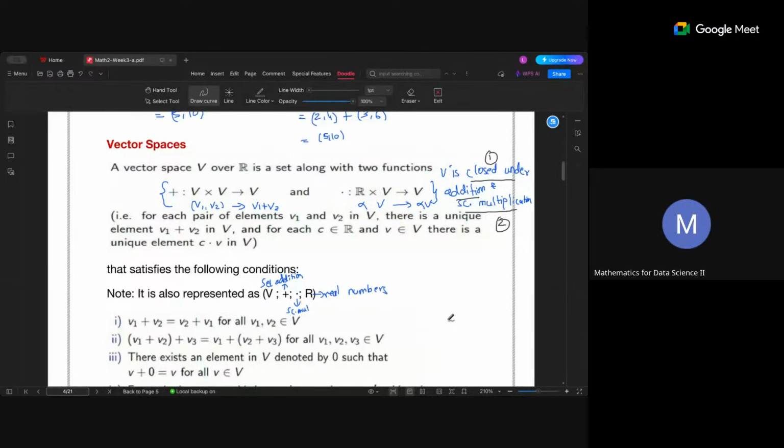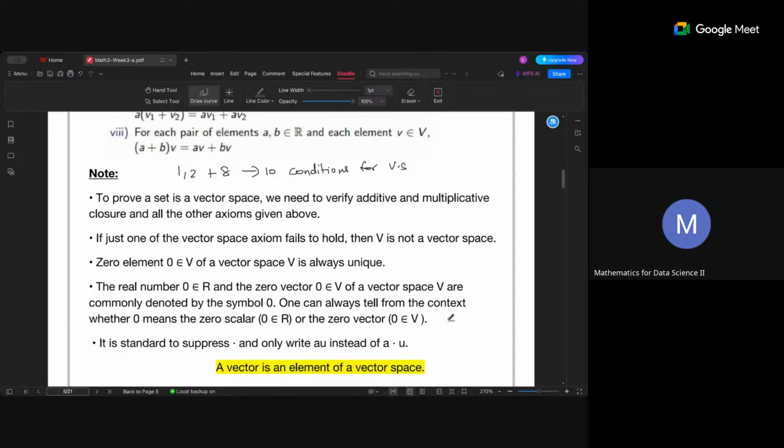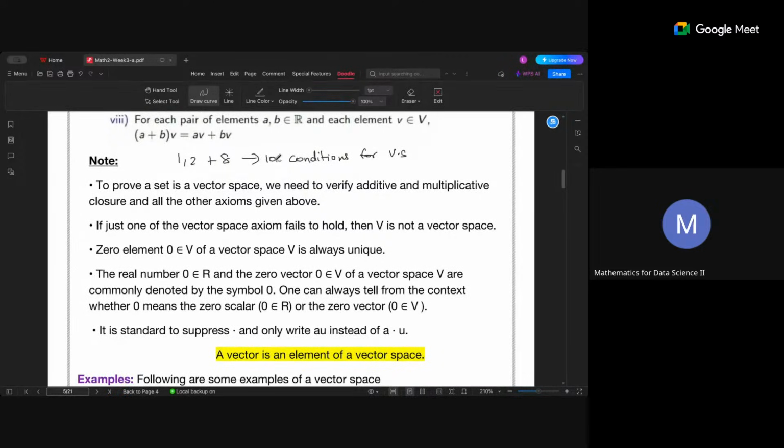To disprove that a given set is a vector space, you don't have to disprove every single point. You just disprove one particular point. That is sufficient to say that it is not a vector space. But to prove something is a vector space, you need to verify all the 10 conditions. We will see some examples so you can understand this better. Just wait for a few more minutes. Let me complete this point, and then we will see some examples.